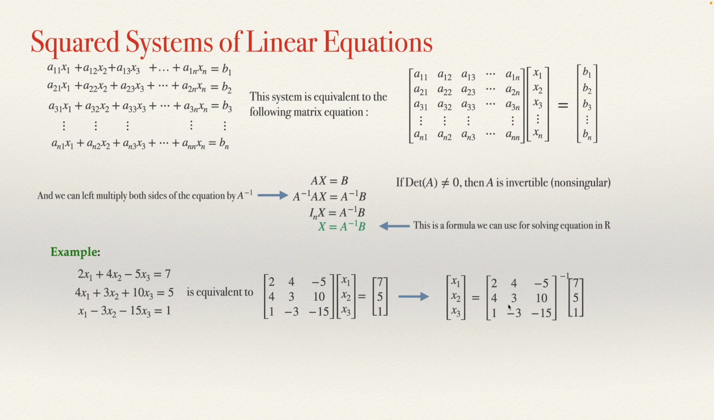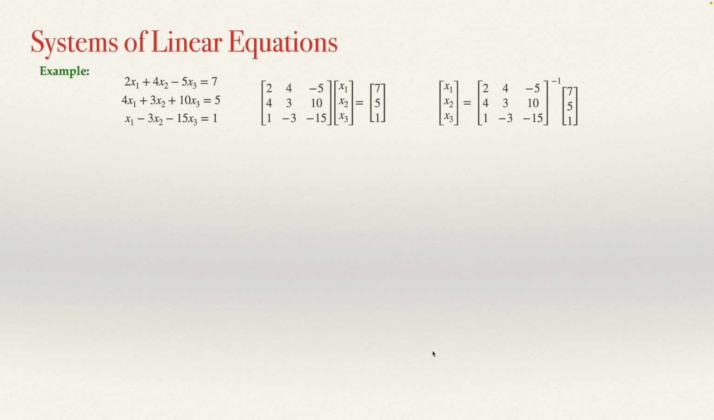If this inverse exists, then we are going to have a solution of the system, and the first value in the vector we get will be the value of the first unknown, the second value will be the value of the second unknown, and the third value in the vector of the result will be the third unknown. So the values appear in the same order that the unknowns are given.